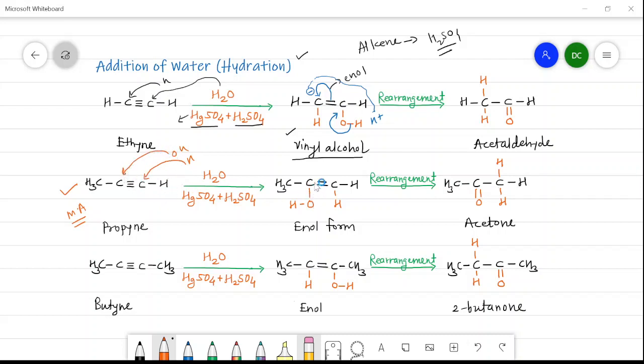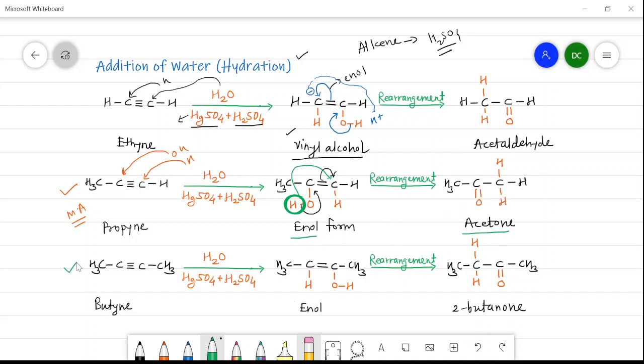So here you can see C-OH double bond CH2. This is the enol form of the alcohol. Then it will shift the electron here, then it will shift the electron on the carbon. This hydrogen will transfer from this oxygen to this carbon, and we get keto-enol tautomerism. The enol form is converted into acetone, CH3COCH3.